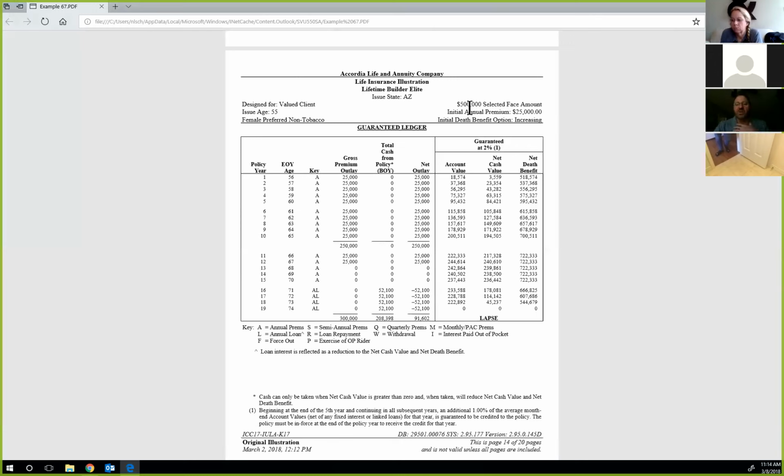And I always use myself in this example because I've got index policies. I even have some old whole life policies. And I've got some term insurance. Okay, why do I have three different kinds of policies?